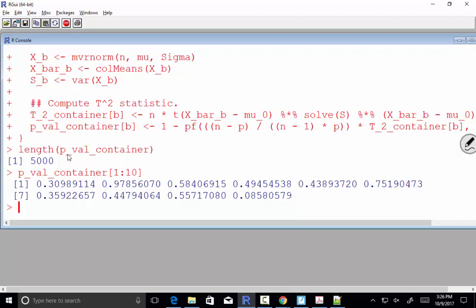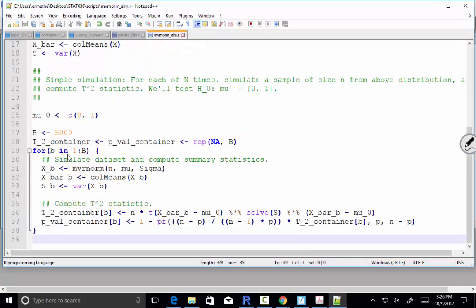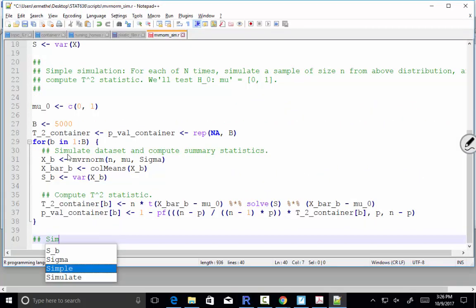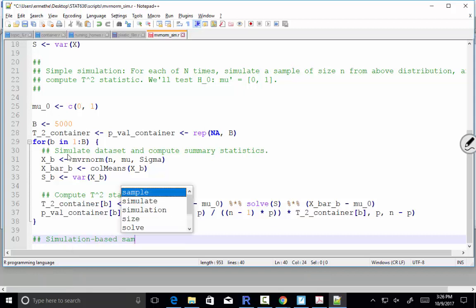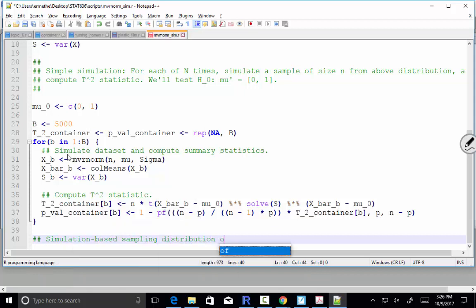If we test at a significance level of alpha equal 0.05, I would say I'm 95% confident that I'm not going to reject the null. But I have to acknowledge that some of the time I will reject the null. And what we have here is an illustration of it, because we have simulated p-values. And if I draw a histogram of these, so a simulation-based sampling distribution of p-values under the null hypothesis.